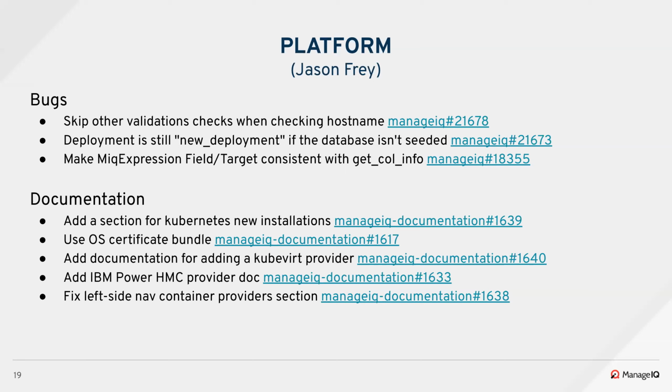And then on the documentation side, there was a lot of documentation added. A new section was added for Kubernetes new installations, how to install on Kubernetes using the operator. Some documentation about the OS certificate bundle that I mentioned earlier. Adam added changes for adding documentation for adding a new KubeVirt provider, excuse me. And I think Vincent added changes for adding a new Power HMC provider. And finally, Adam fixed an issue in the documentation where the left side nav was broken for the containers providers section.